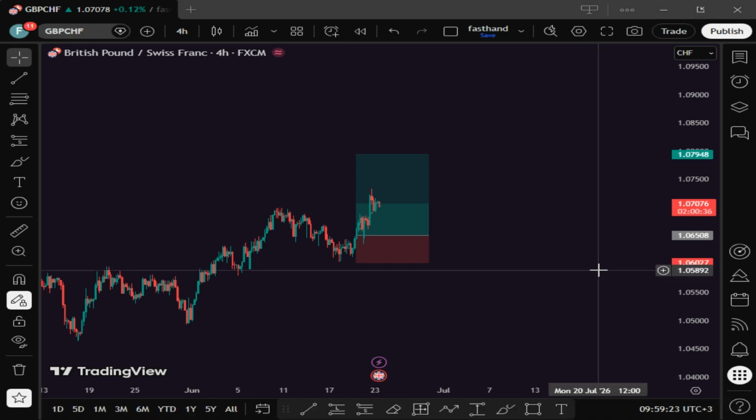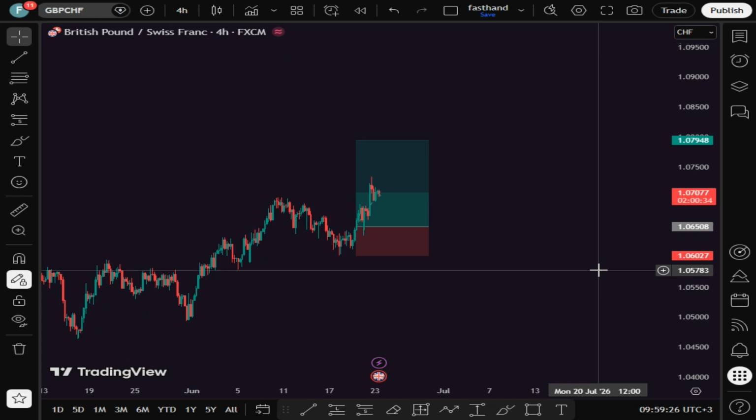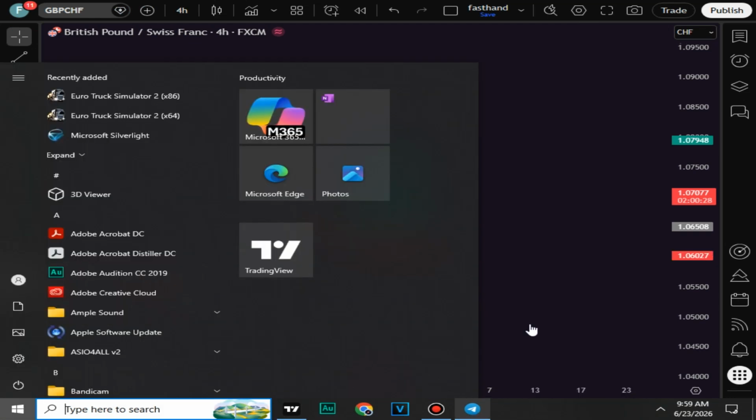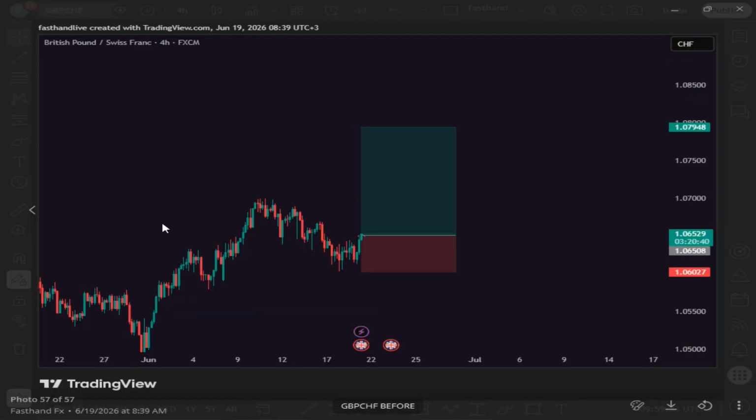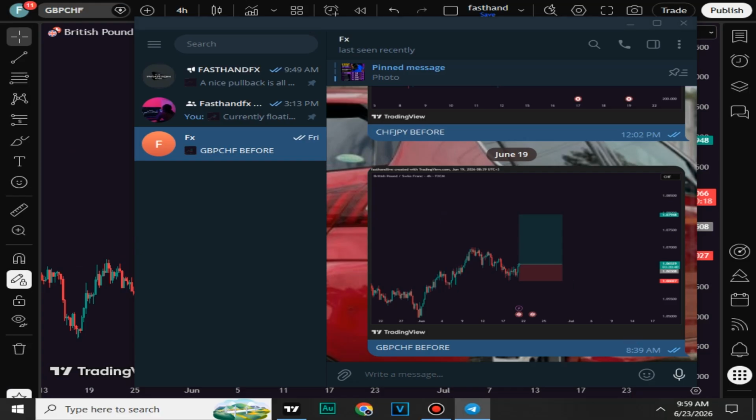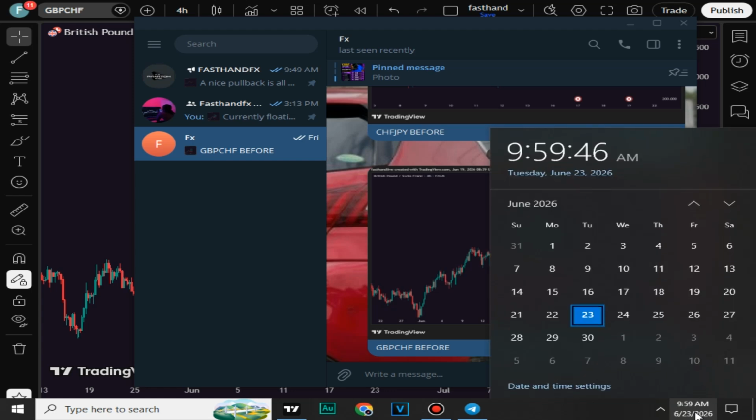I want us to learn about forex entries, and I'm going to give you a live example with this trade, GBP. So real quick, let me just show you GBP before it plays out. If you zoom over here, you see this was taken on June 19th, and as I'm recording today, it is June 23rd. June 19th was on Friday and today, the 23rd, is Tuesday.